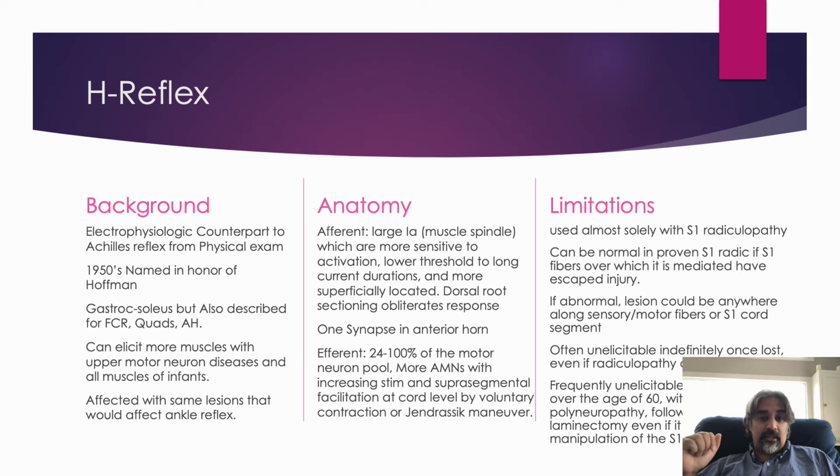In upper motor neuron diseases, you can also have increased elicitability of it. Basically, there's a loop, an afferent monosynaptic to efferent loop. And it's used with S1 radiculopathies because it's the S1 root that's being traversed. But really, any problem anywhere along the pathway is going to affect your H reflex. So it's maybe a little oversensitive and not very specific.